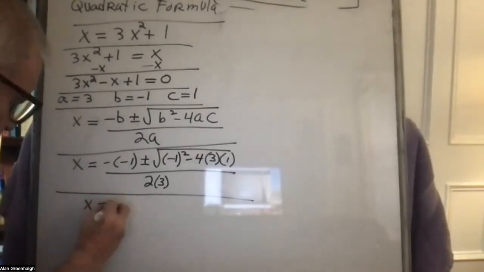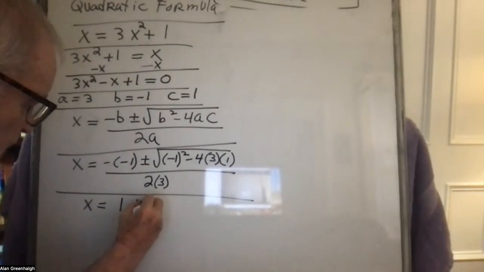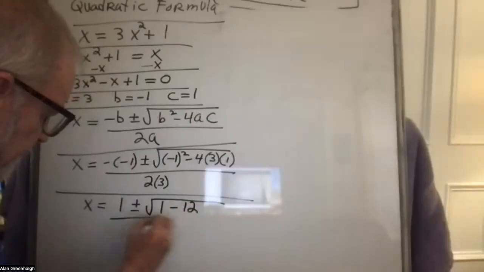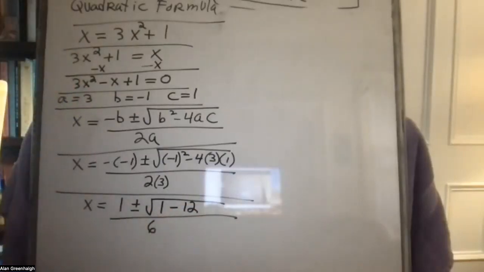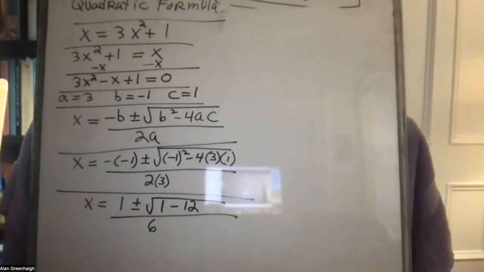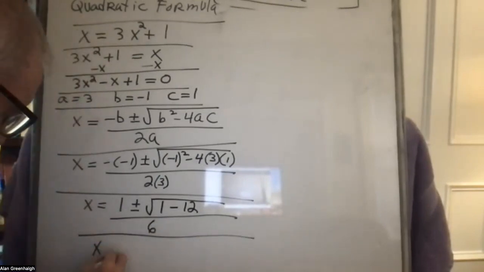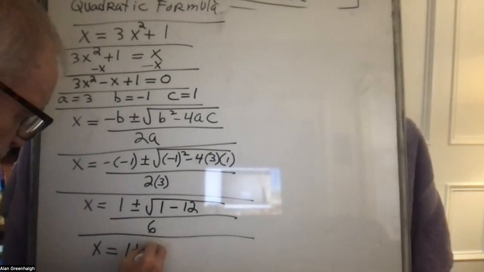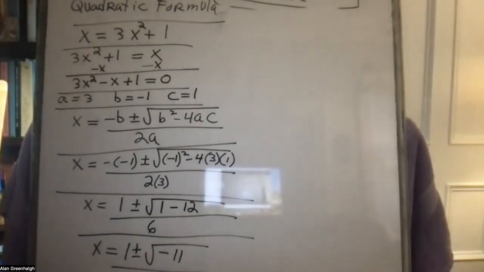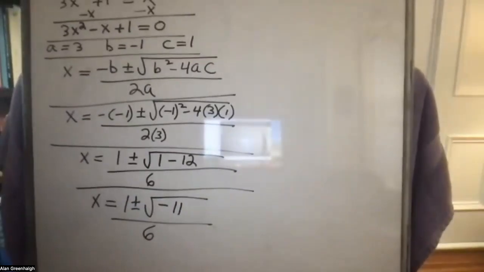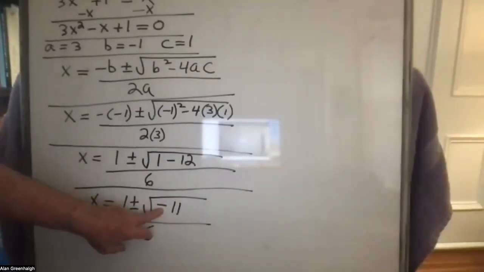And then x is equal to 1 plus or minus the square root of 1 minus 12 divided by 6. Okay, now this is an interesting problem. Because you finally have come to a problem which does not have simply irrational roots, but also it's going to have imaginary roots. This is going to be an imaginary number because of that.